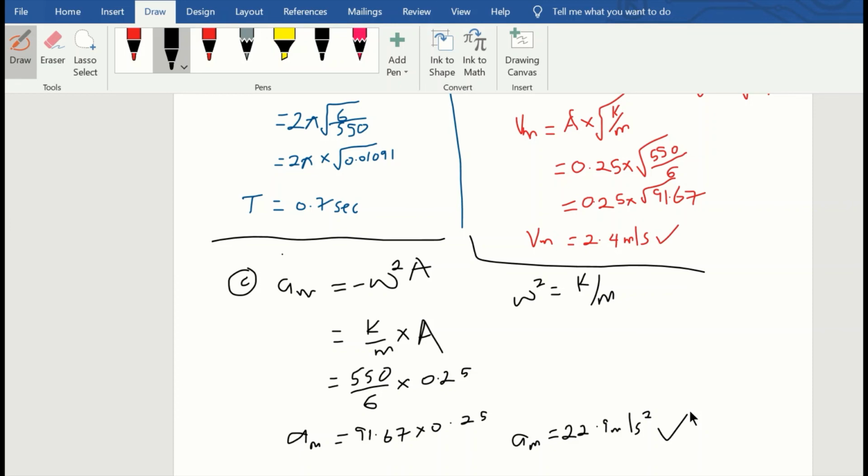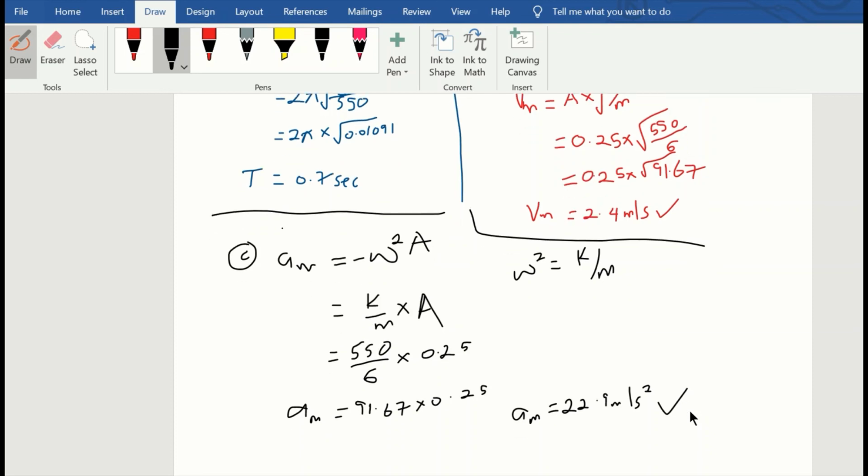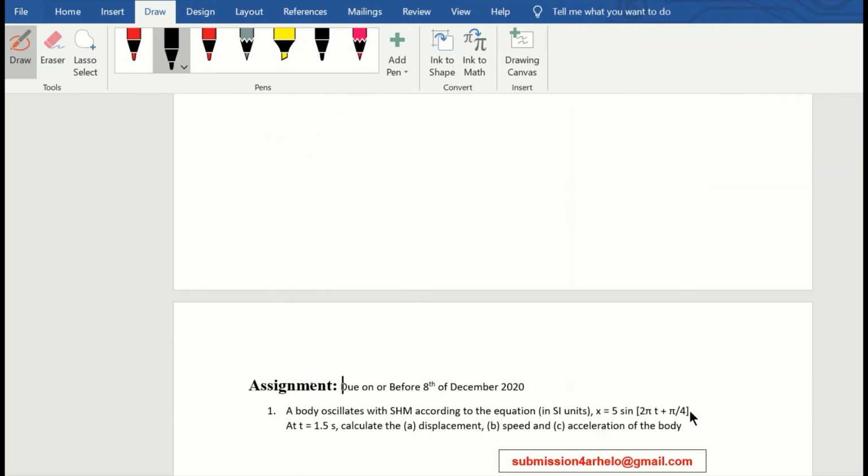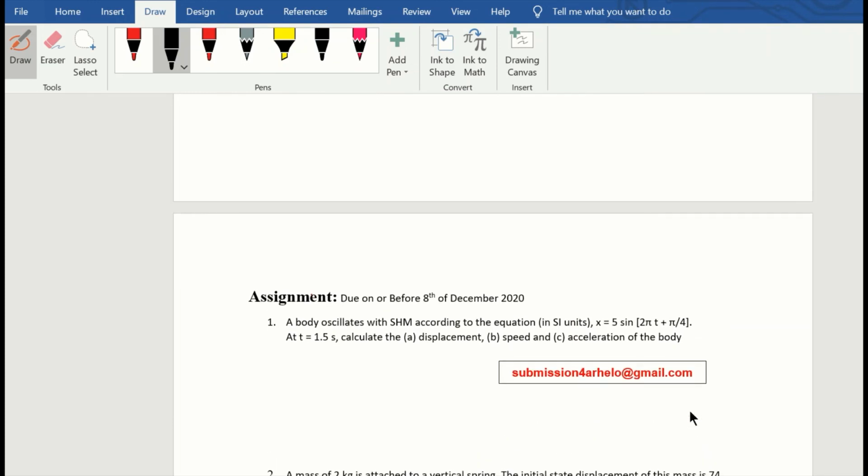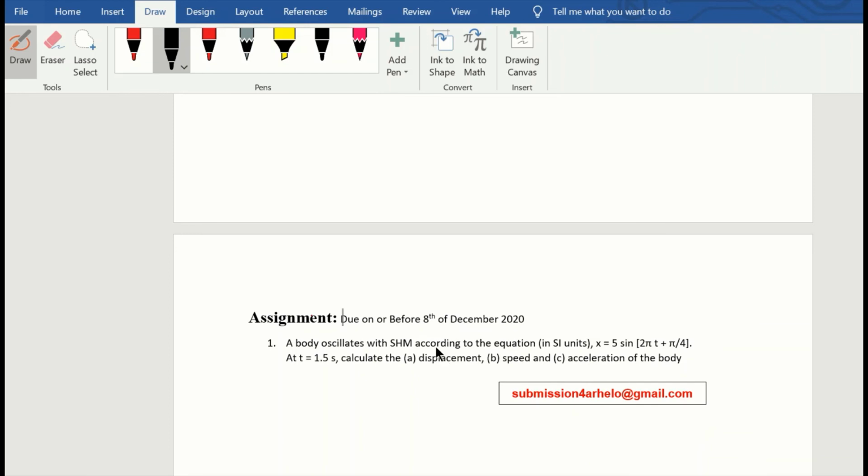Okay, so I want you all to study these concepts very closely, and you are asked to do this assignment. Here is an assignment for us. Please, you are to do this assignment on a piece of paper and take a picture of your work and submit on or before the 8th of December to this email address. Everyone is expected to do this assignment on or before the 8th of December.